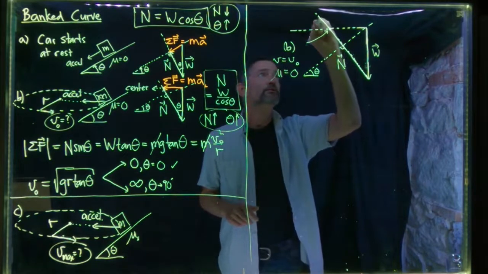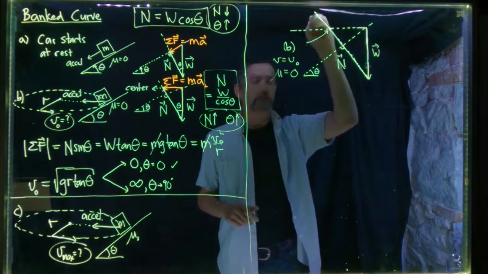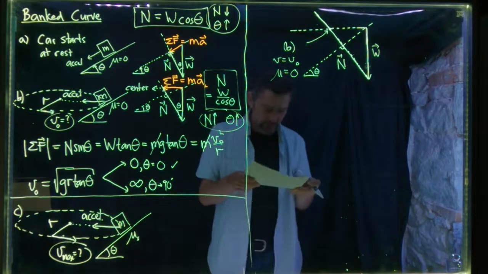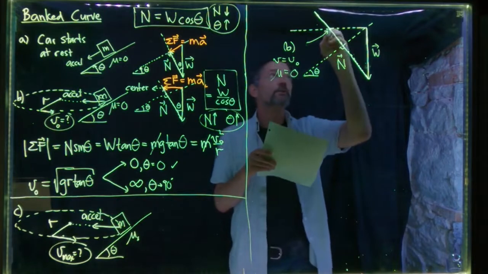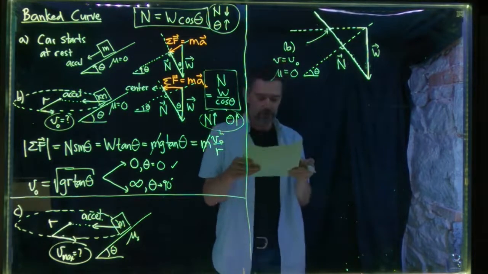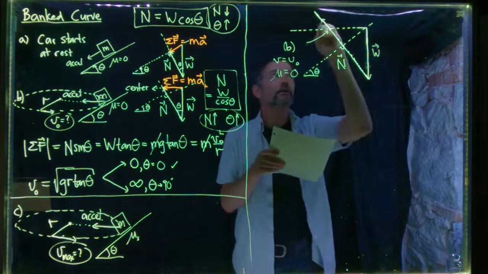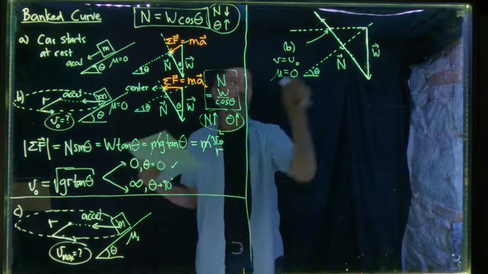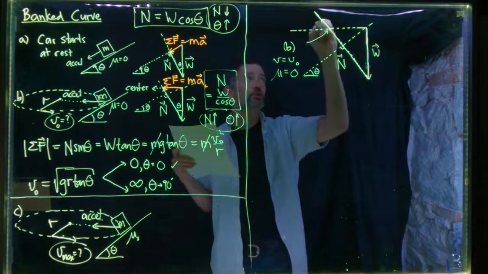So the normal force goes past this point. Okay, so let me just make sure I'm drawing that nicely. Okay, so it goes past that point. Suppose that it goes up to, say, just this point. Okay, so we're going faster than this critical speed V0. The normal force has grown larger.